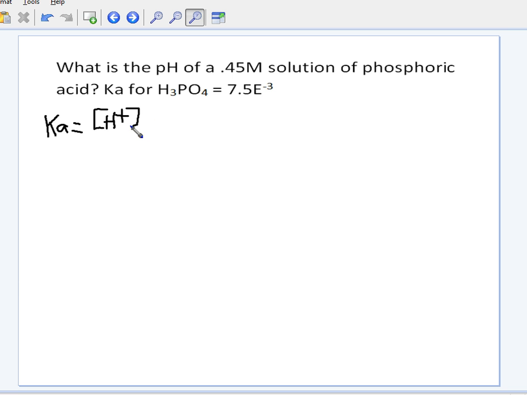times the anion concentration divided by the solution concentration. Alright, and if you look at this formula right here, you're trying to find pH. They give you the solution concentration and they give you the Ka.